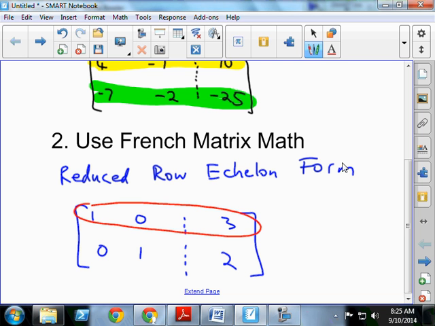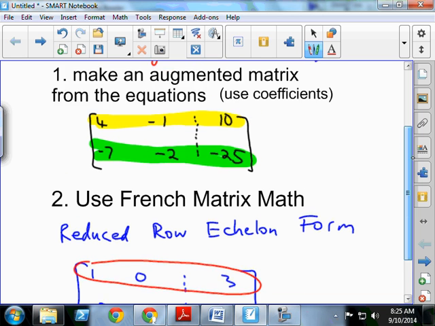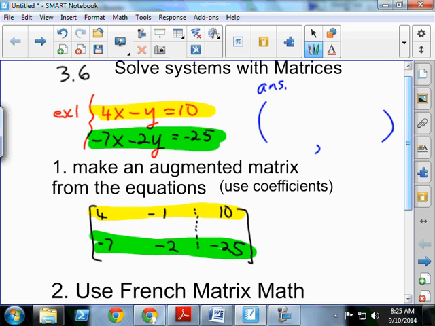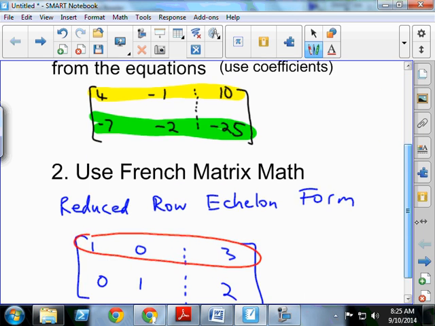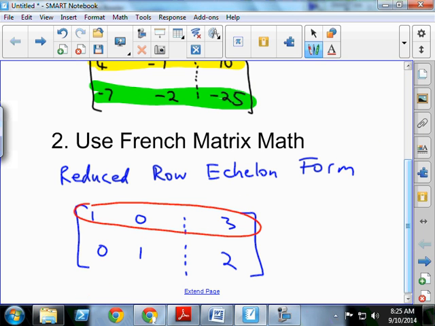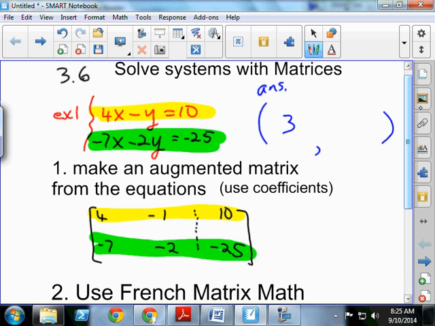So when we go to write up our answer for our ordered pair, we know that x is 3. Similarly then, what's the second row say? 1y is 2. Does that make sense? I hope it really does. So then our answer is 3, 2, and that's it.